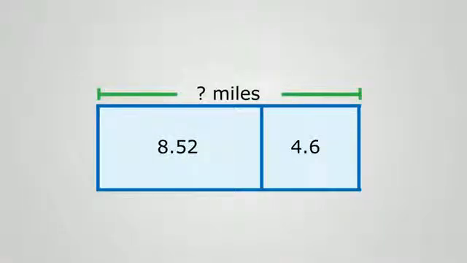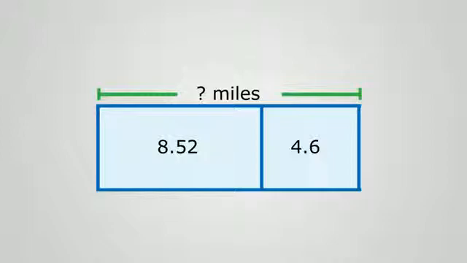In grades 4 and 5, students learn to use models and strategies to understand decimals and how to add, subtract, multiply, and divide them. For example, suppose that you rode your bike 8 52/100 miles. Then you took a break and rode another 4 6/10 miles. How many miles did you ride your bike in all? To understand this problem, it might be helpful to draw a bar diagram.